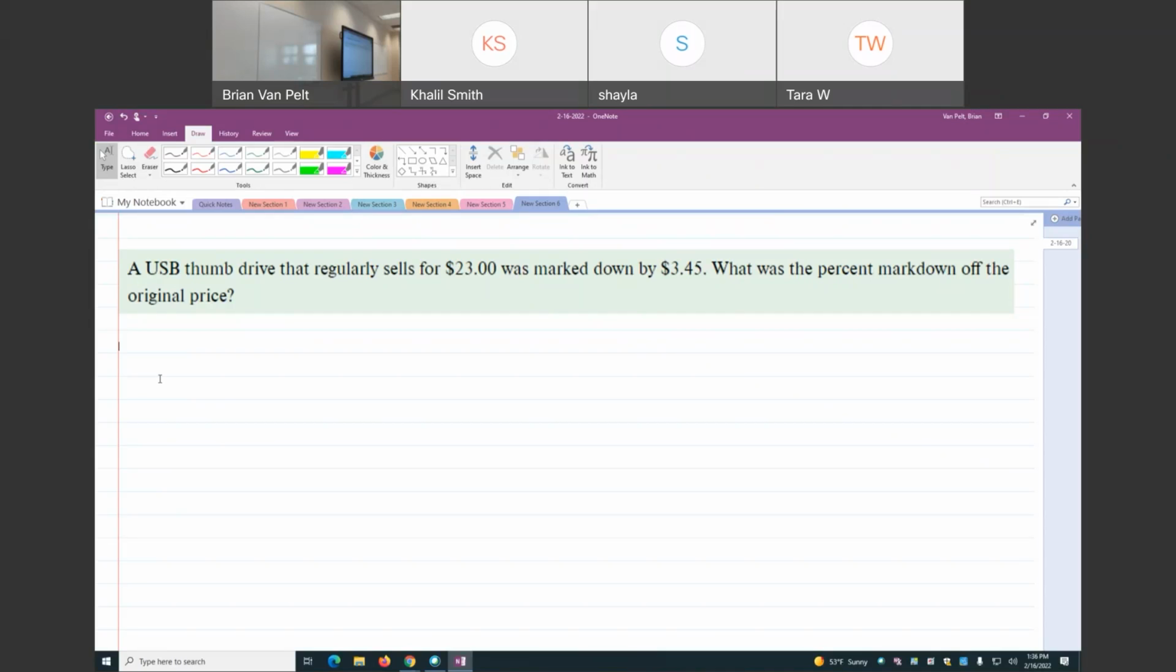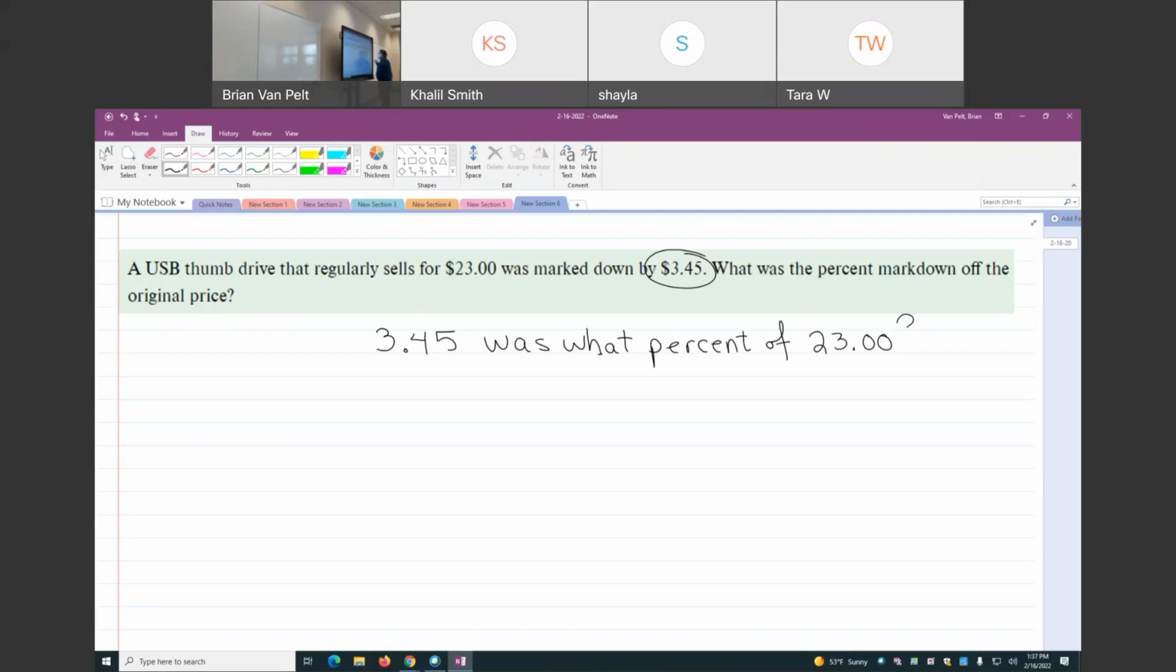15%? Anyone else? 15? Okay, good. So the connection was that markdown was 3.45, and that represented, I don't know what percent. So we wanted to know, 3.45, that was the markdown, was what percent of 23.00. Would you agree that that's what the question was asking?